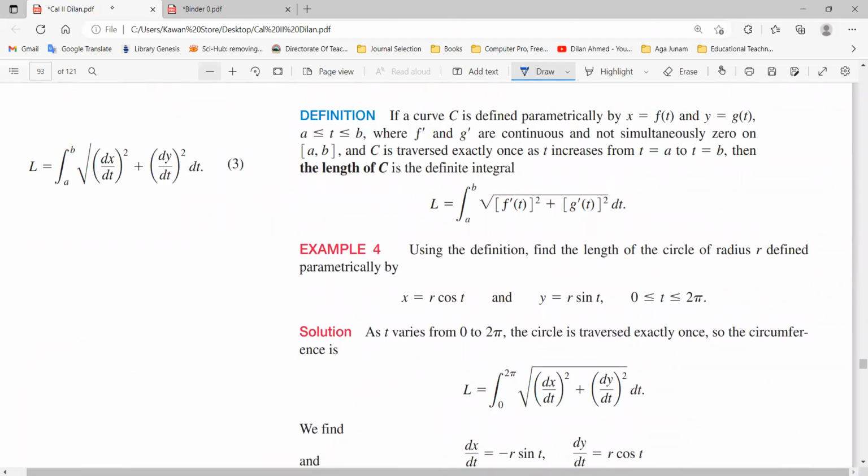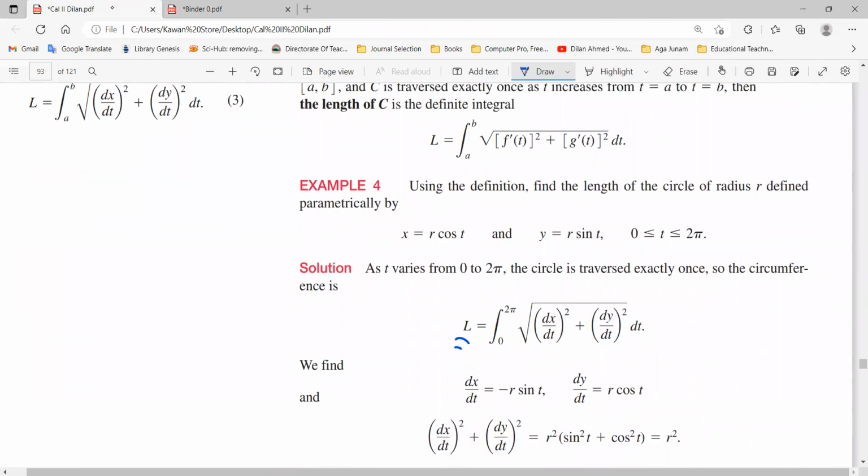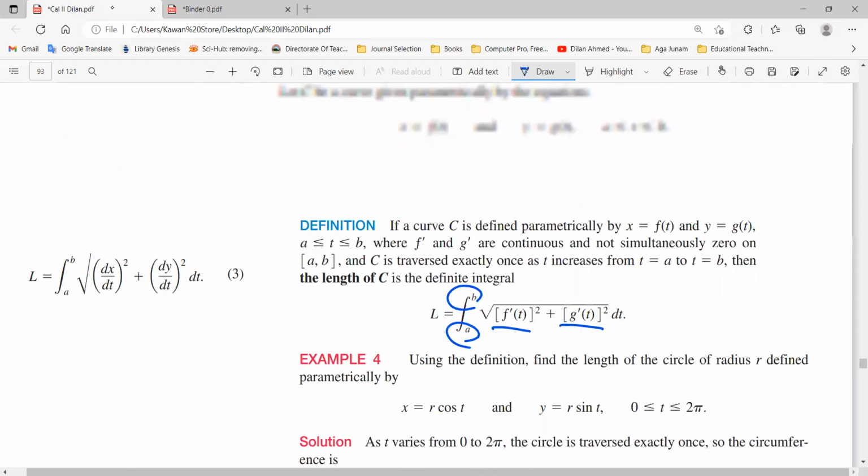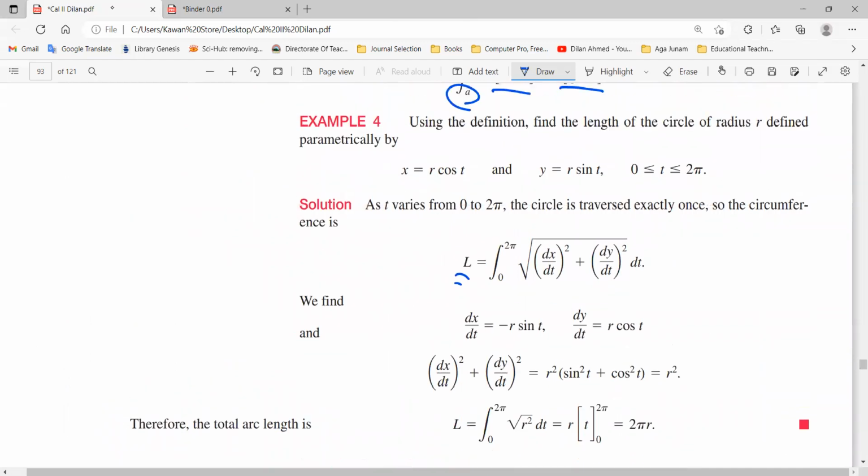The rule is what? The rule is L for length, okay? And we say L is equal to the square root of F prime t squared plus G prime t squared, from A to B. What's A? What's B? It's clear in the example. We say L is equal to the integral from A to B, which means from 0 to 2 pi, or 0 to pi, or pi over 2. It depends on the given.